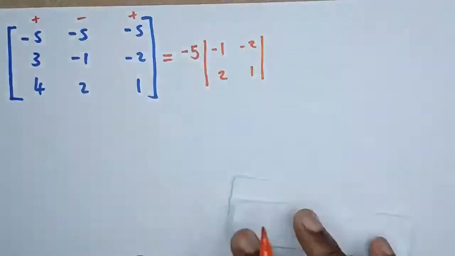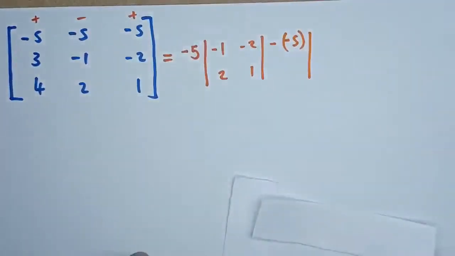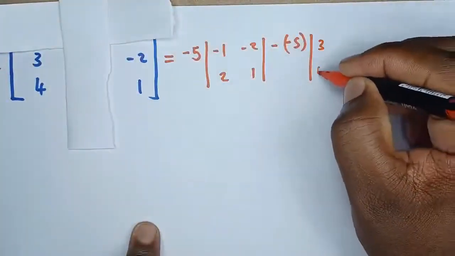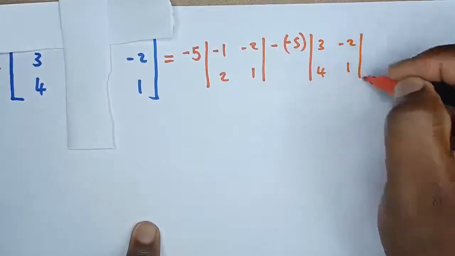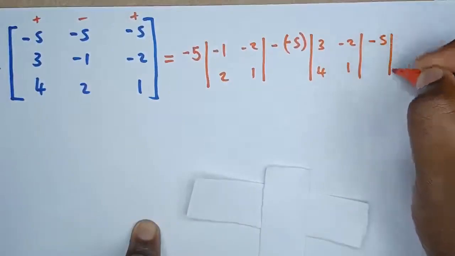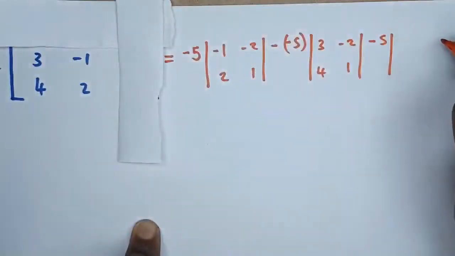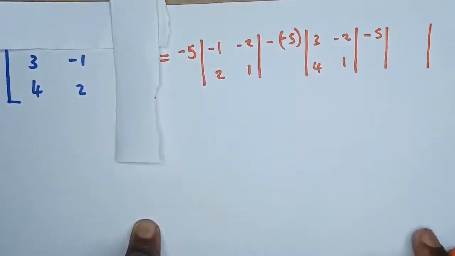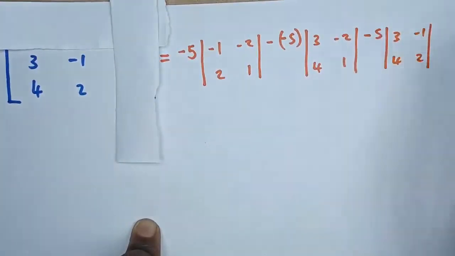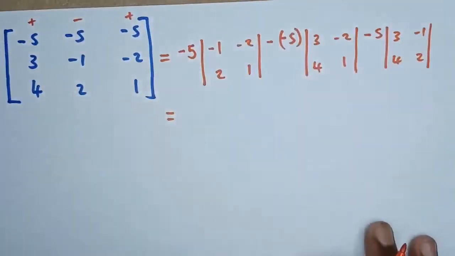Okay, we'll go to the next value. Now remember, the next value has a negative sign and the value is -5. The 2 by 2 which will be formed, in this case we hide its row and its column. So we have 3, 4, -2, 1, like that. Okay, lastly, the last value is -5 again. So we hide its row and its column, like that. So what do we remain with? The 2 by 2 formed is 3, 4, -1, and 2. Now let's find the determinant of the 2 by 2 matrices.